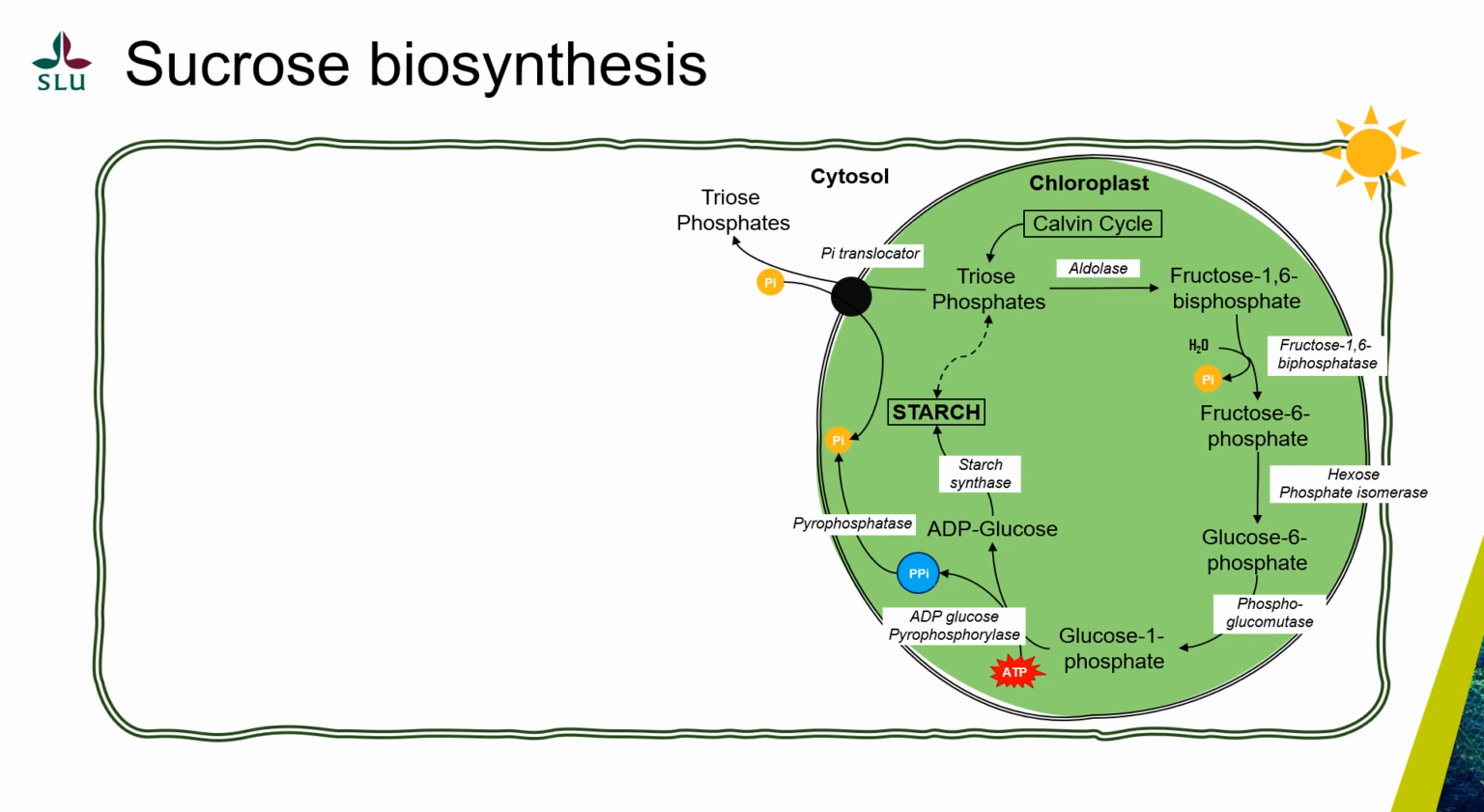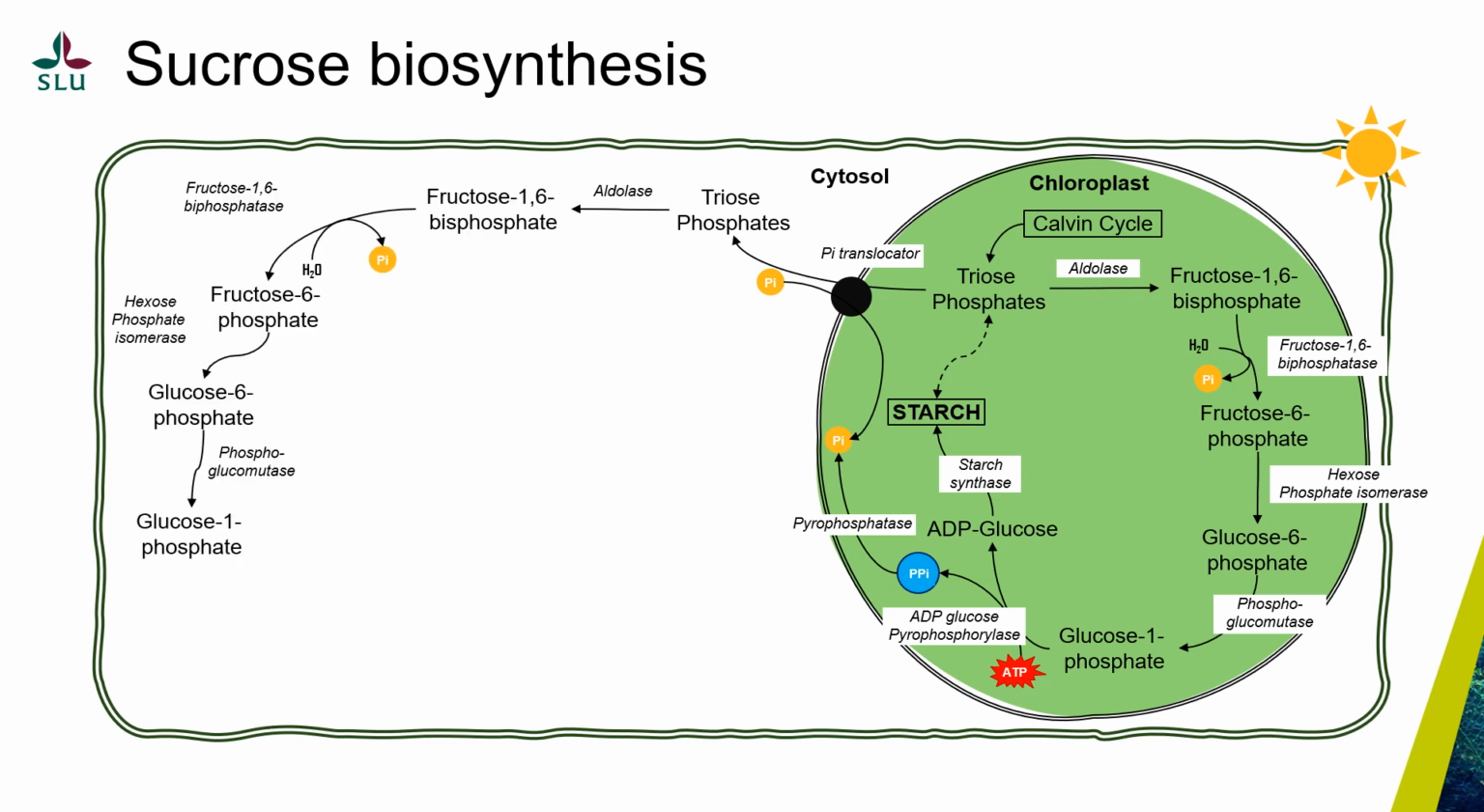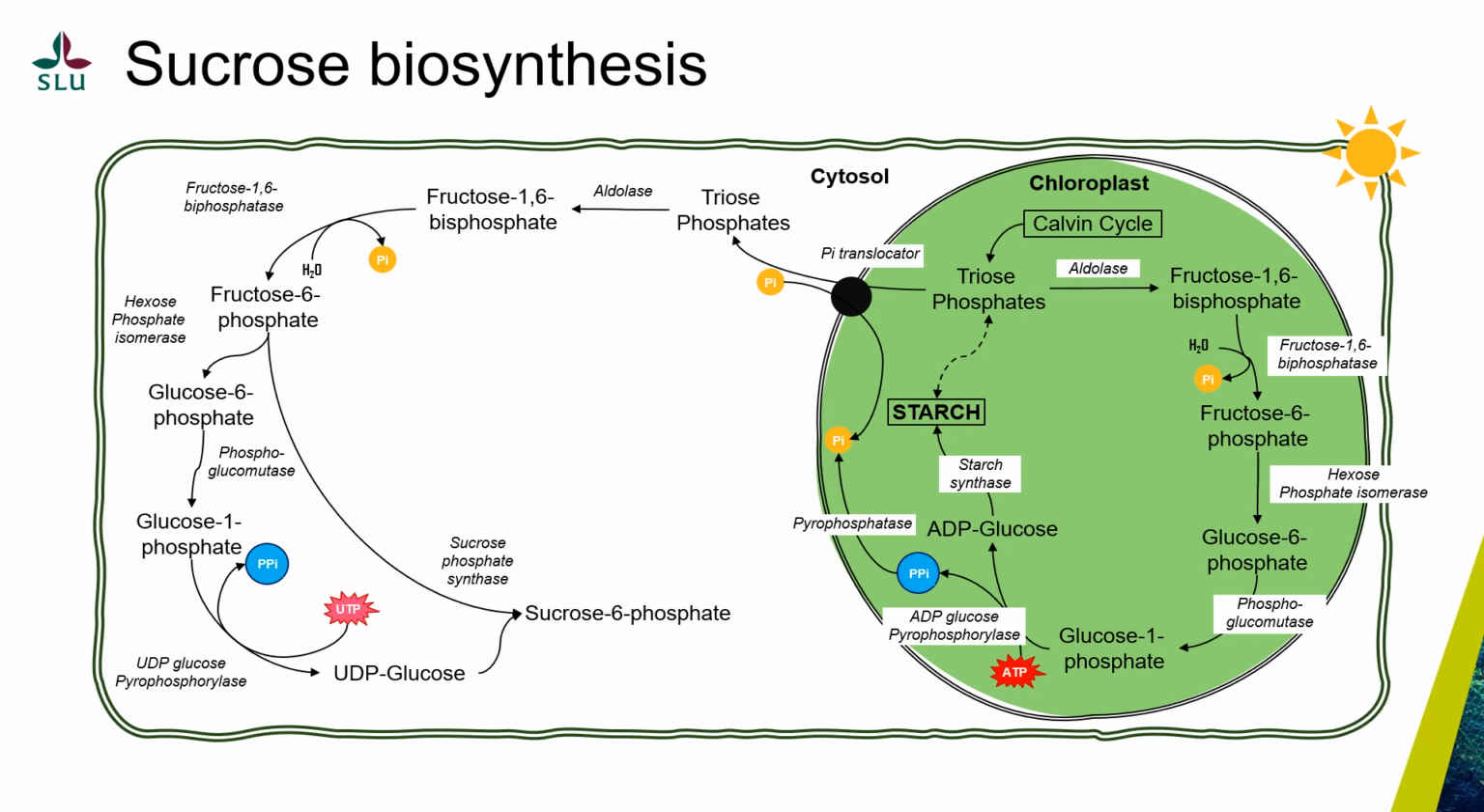triose phosphate out to the cytosol, which is converted into fructose 1,6-bisphosphate, and by the steps of various enzymes is converted into glucose phosphate. This glucose phosphate is then converted into UDP glucose, which is the charged glucose molecule, and fructose 6-phosphate and UDP glucose is converted into sucrose 6-phosphate by sucrose phosphate synthase. This is then dephosphorylated by sucrose phosphate phosphatase, the phosphate is removed, and the sucrose is stable now.